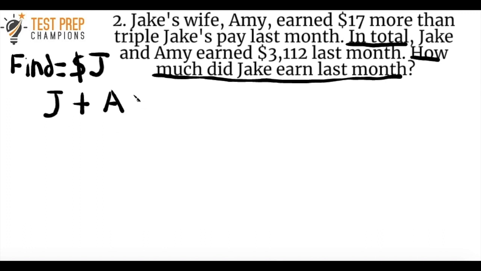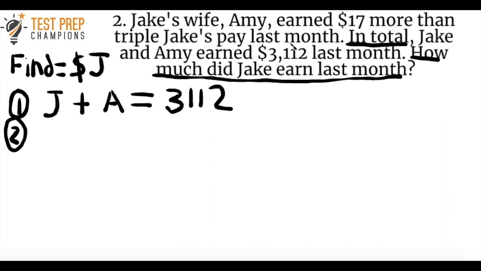So I'm not even going to write the $ signs in anymore here, just so we don't clutter this up. But we can write one equation here. So this equation is J plus A equals 3,112. And again, I'm not going to put the $ signs in our work here. All right, and so there's a second equation that we can write too. And that comes from the first sentence here, where we see that Amy earned $17 more than triple Jake's pay.